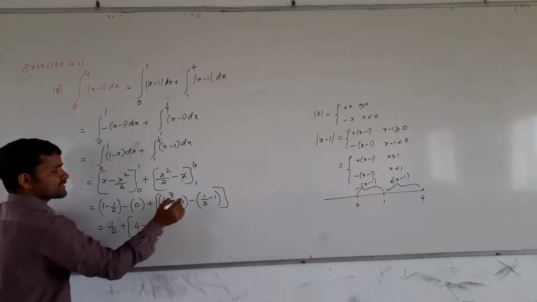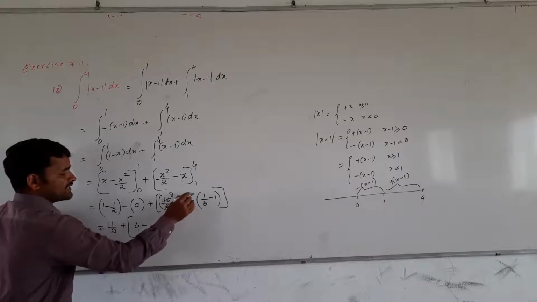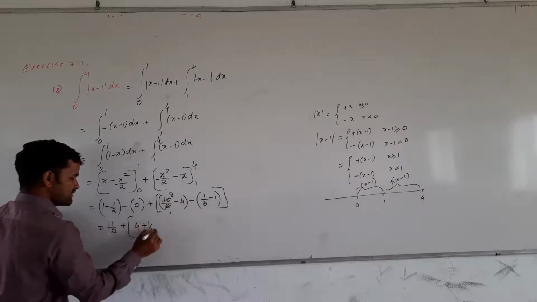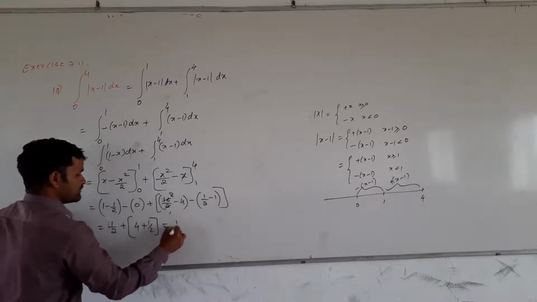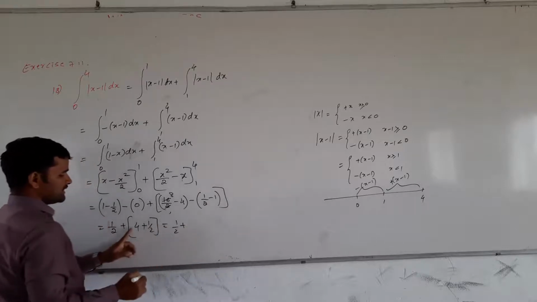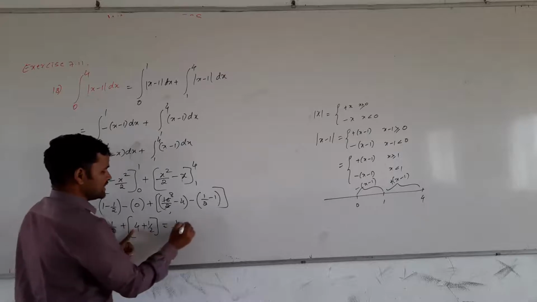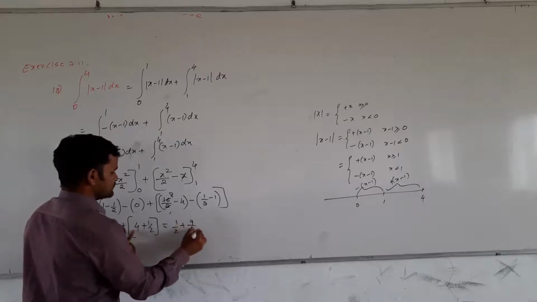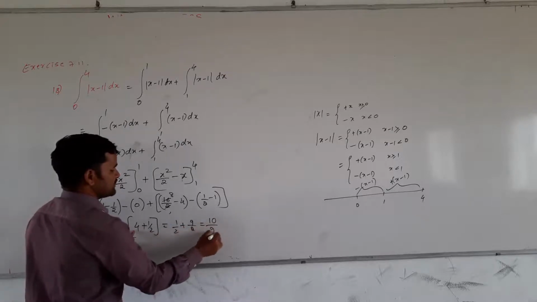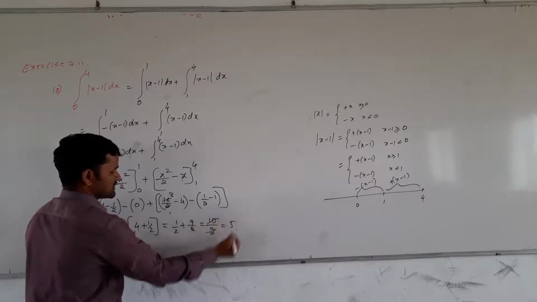Here it is 1 minus half is half, plus 16 by 2 is 8, 8 minus 4 is 4, minus of, cross multiply, this becomes 1 minus 2 by 2, which means minus 1 by 2. Minus minus becomes plus 1 by 2. So 1 by 2 plus, here 8 plus 1 is 9 by 2, this is 10 by 2, 2 fives are 10, so the answer is 5.